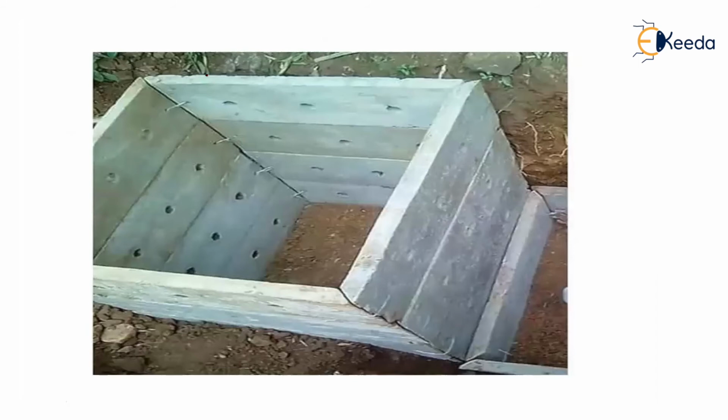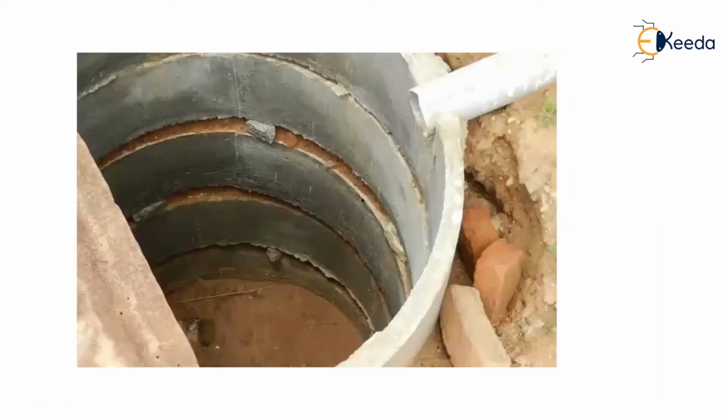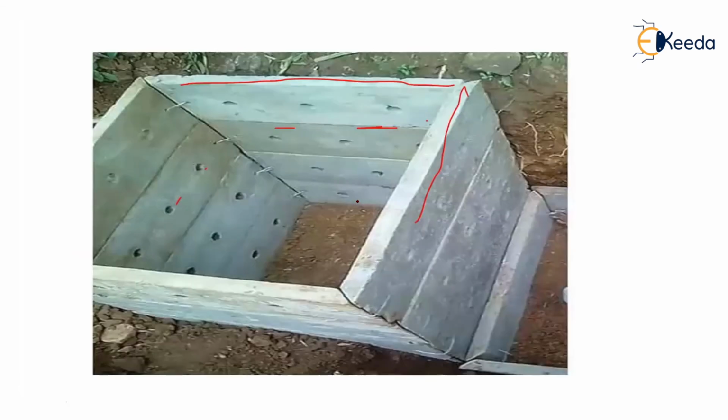The shape may be a ready-made precast rectangular shape. Here the holes are kept in this direction. First the digging is done, then we place our ready-made precast rectangular container. It may be circular also, like this. I just want to show you how it will look in real life.